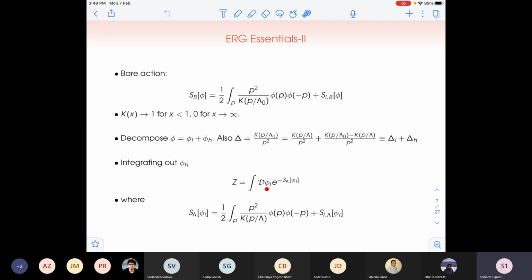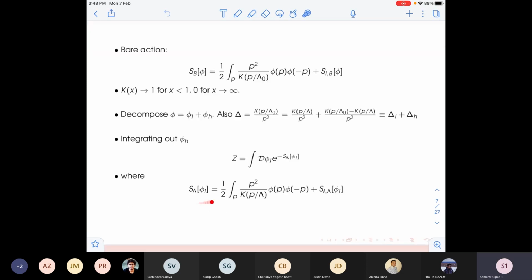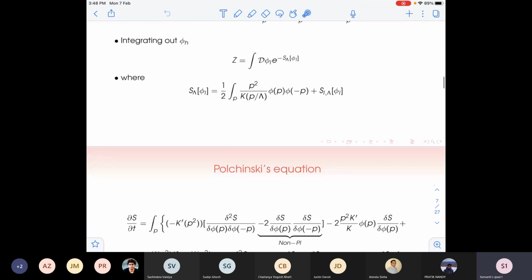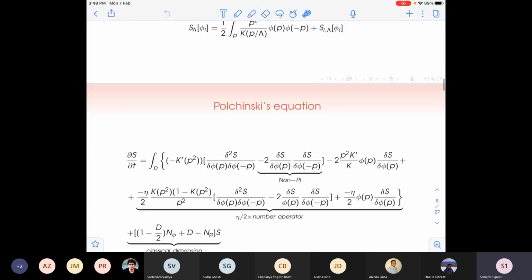We can write it as a functional integral over phi l, where this S lambda of phi l is given by this. Now you can see that this new theory is at a scale lambda, and this I lambda is the non-trivial part, where I was telling that non-renormalizable parts come up. After one can find S lambda, this is called the Wilson action. Then one can find how this S lambda changes with scale lambda. That is given by Polchinski's equation, which is given by this expression.